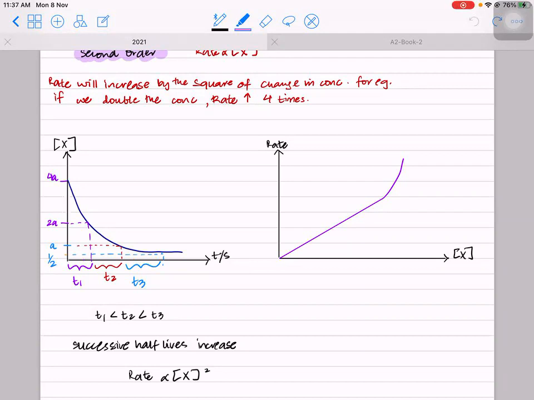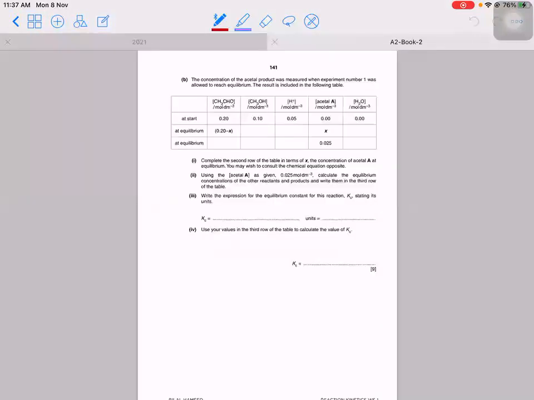If half-lives decrease, it is 0 order. If successive half-lives stay the same, it is first order. And if successive half-lives increase, it is second order. Is that clear? Let's see an example. Let's see how you can figure out the half-lives and figure out the order.